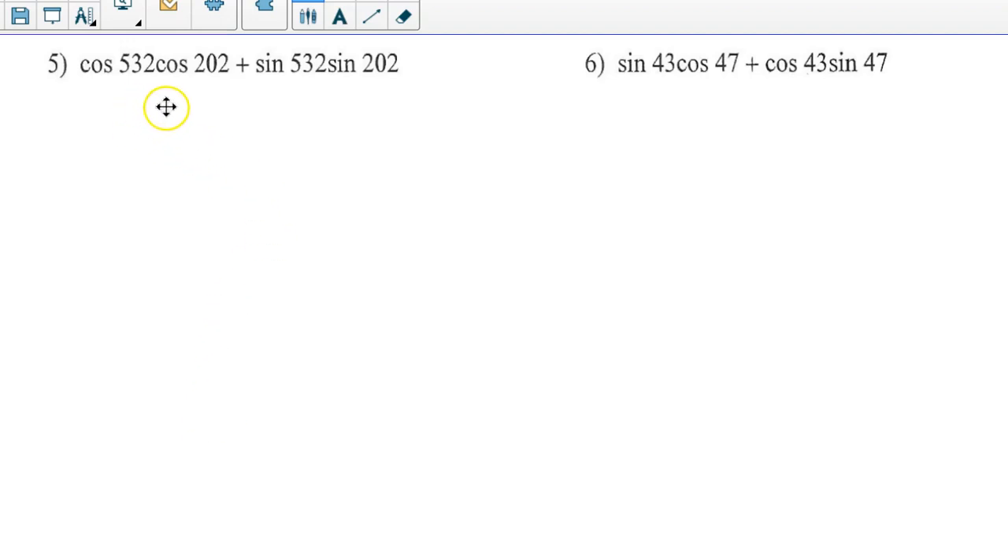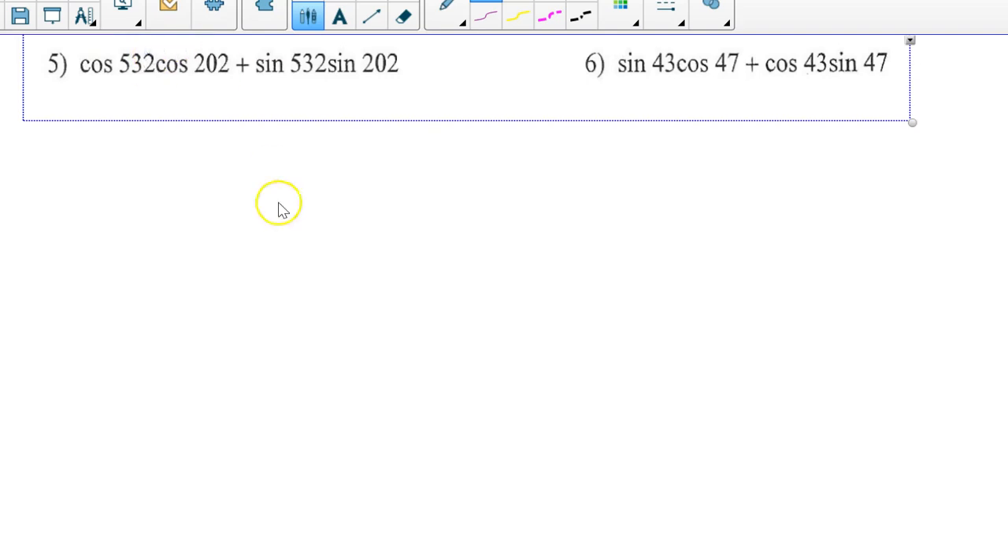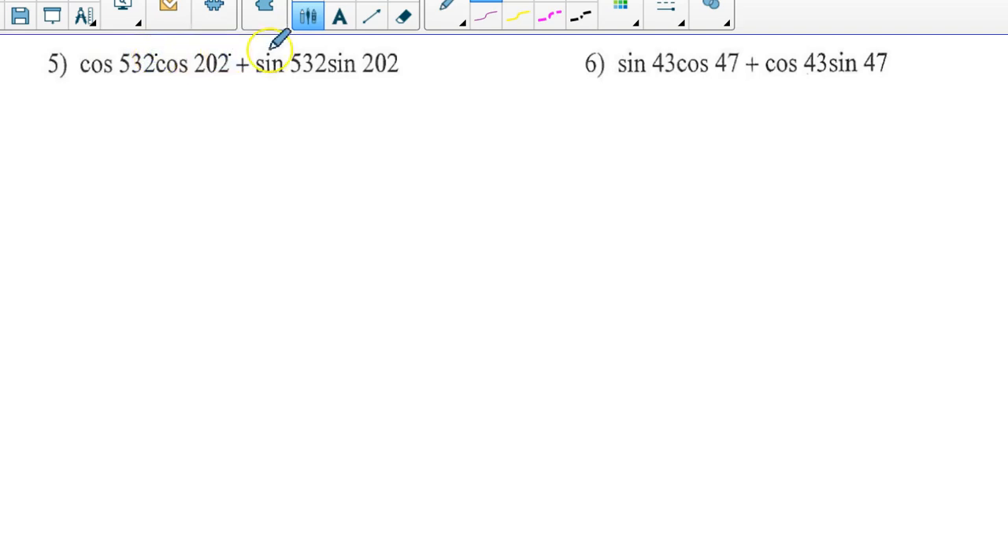Find the exact value of cosine 532 degrees and cosine 202 degrees plus sine 532 and sine 202. So the numbers that are appearing large, but it's not complicated.